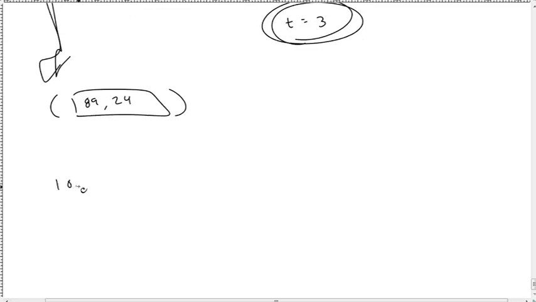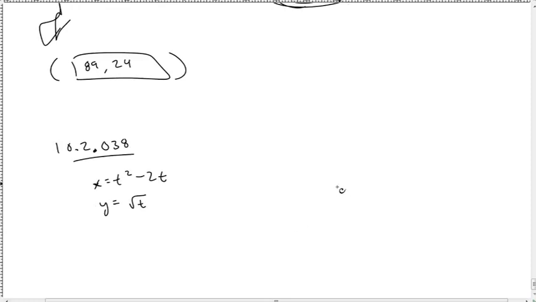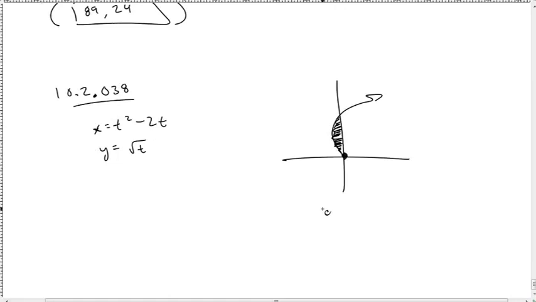Okay, 10, 2, 0, 3, 8. I've got x is equal to t squared minus 2t. I've got y is equal to the square root of t. And they say find the area enclosed by the graph and the y-axis. I can't remember if they actually had a graph with this or not, but this is the shaded area. This is what they're looking for right here, and I need to find that area. So it starts here at 0, and then it crosses through.